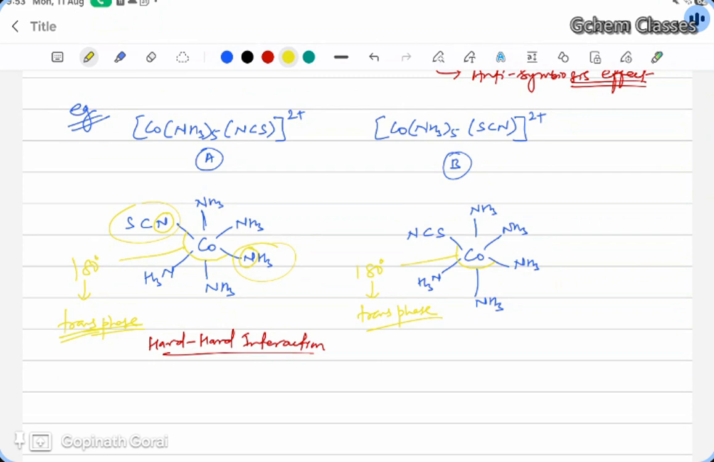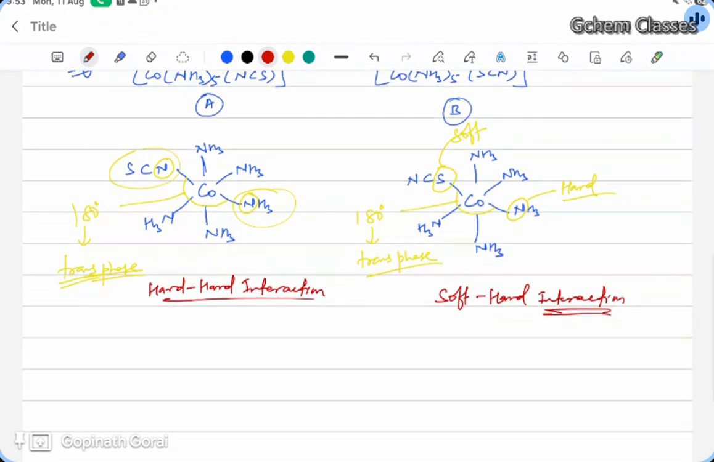but not trans isomer, right? Now you just see here it is connecting through nitrogen, and here it is connecting through sulfur. Now nitrogen is hard and sulfur is soft, right? So here we can see the interaction is soft and hard interaction. Now the question says that which one is more stable? Okay, which one is more stable?